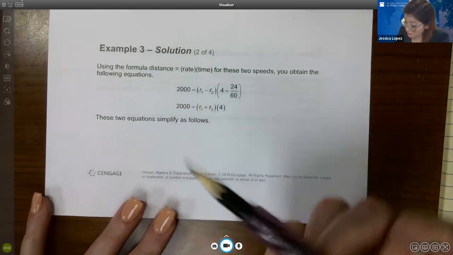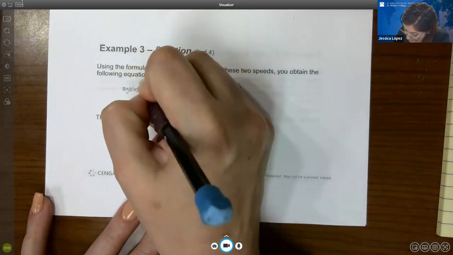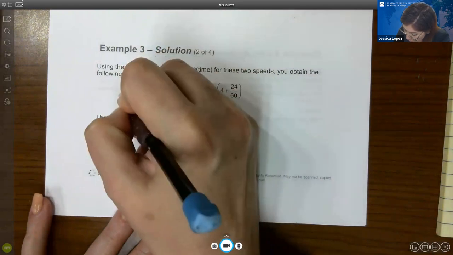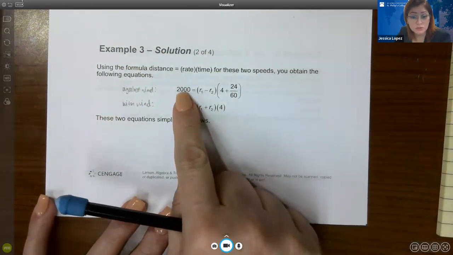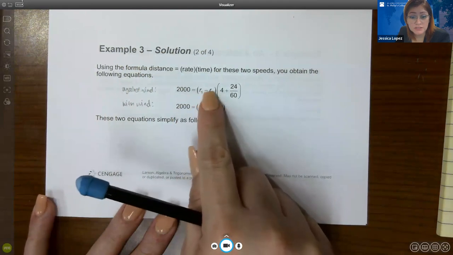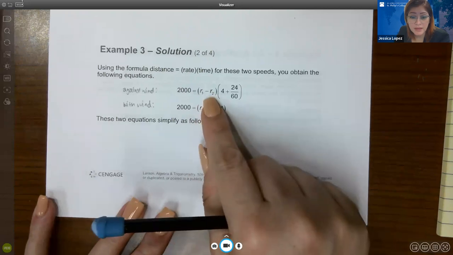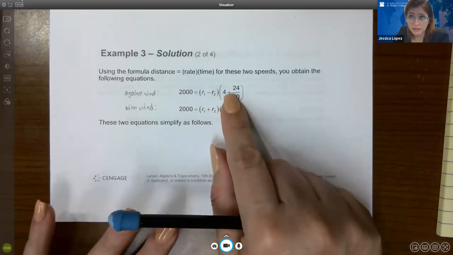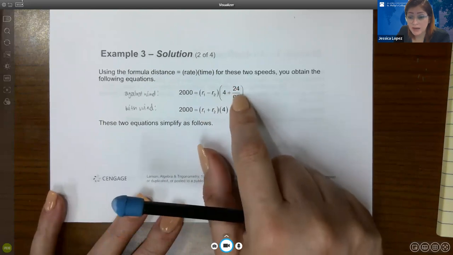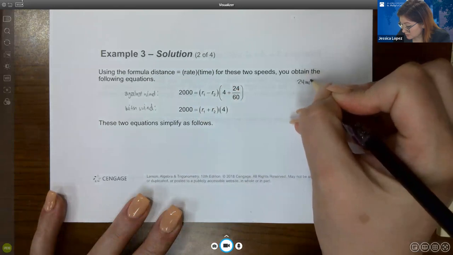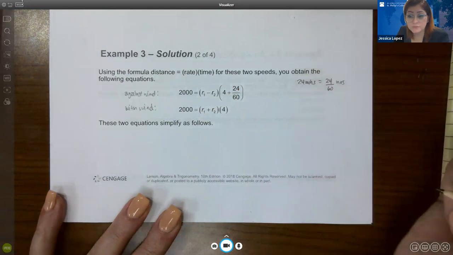The rate against the wind, and then with the wind is the other equation. So against the wind, the distance was 2,000. The rate was going to slow us down. So it's the rate of the plane minus the speed of the wind. And then you can't put 4 hours and 24 minutes in here. So what they did was they converted the 24 minutes into hours. So 24 minutes is the same as 24 over 60 hours, okay?